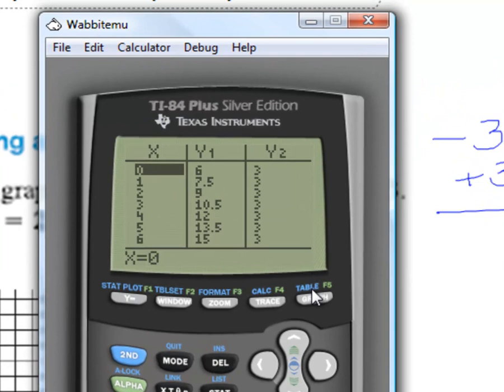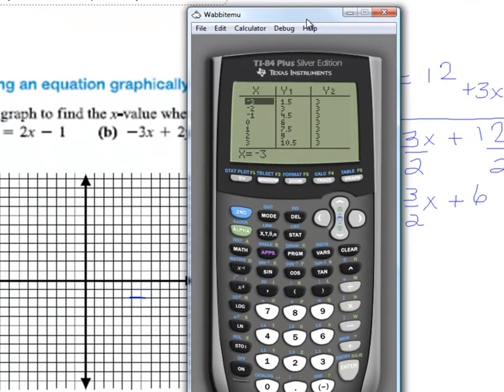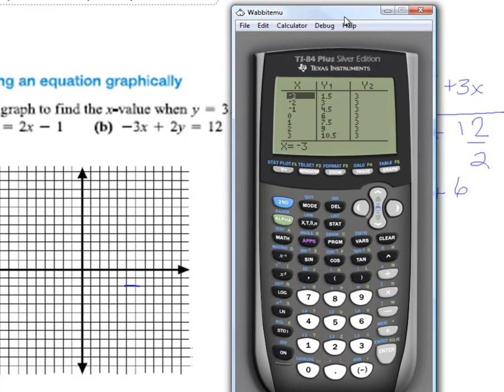Now we're going to look at the table of values, and notice how we get the x column, but then we get the y values for both lines. And we're looking for where those y values are the same. And as you can see here, when x is -2, y1 and y2 are both 3. So that is the point where the two lines meet, and that gives us our x value. X is -2.